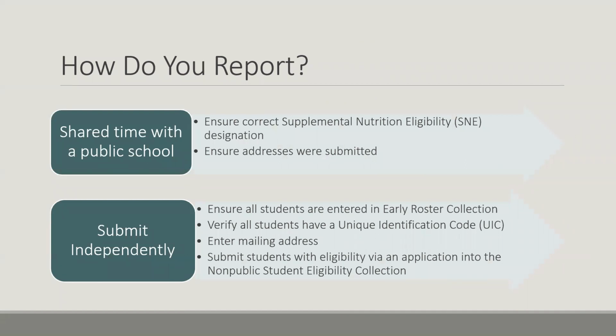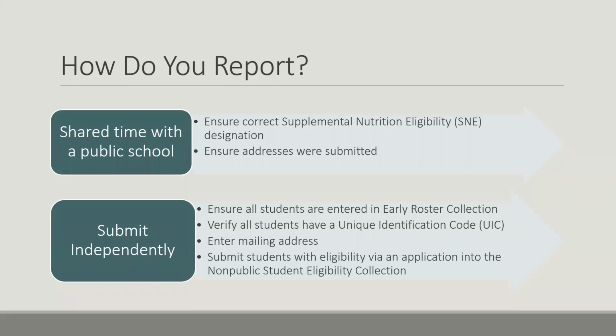So to get started, how do you report? If you have shared time students that were reported through a public school, contact the public school to ensure the proper school nutrition eligibility, or SNE field, for free or reduced designation was reported for those students in the Michigan Student Data System. If you submit students into the Michigan Student Data System independently, this presentation will walk you through the steps to submit your free and reduced price eligible students for pandemic EBT benefits.